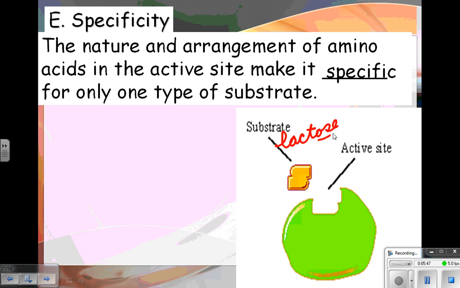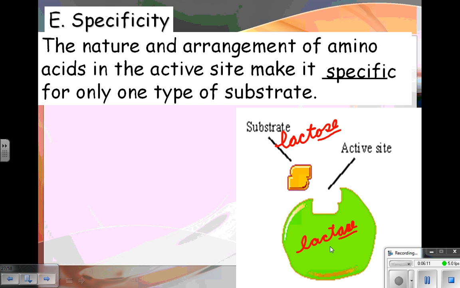Hopefully you remember that -ose means that it's a sugar. So lactose is a disaccharide. Let's say this enzyme is lactase. And enzymes end in -ase. And so this enzyme fits just perfectly with this substrate, and it will break it down into its two monosaccharides.